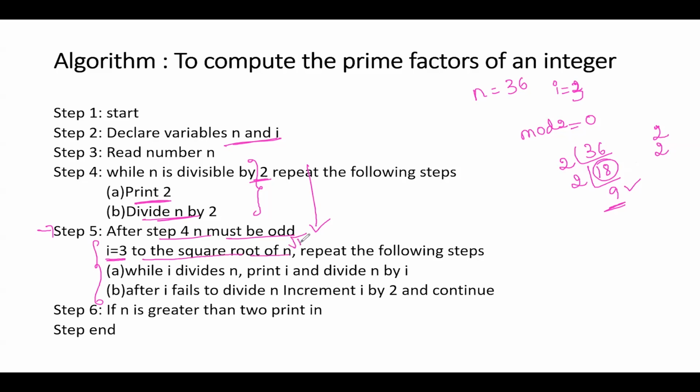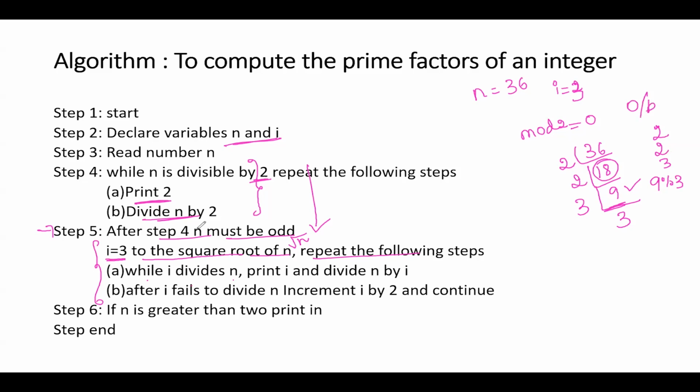This is our stopping criteria, where we will only go up to the square root of 36 and repeat the following steps. While i divides n, okay, so does 3 divide n? Yes, it is dividing. Print i and divide n by i. So what I will do is divide 9 by 3 and also print 3. So this is my output.